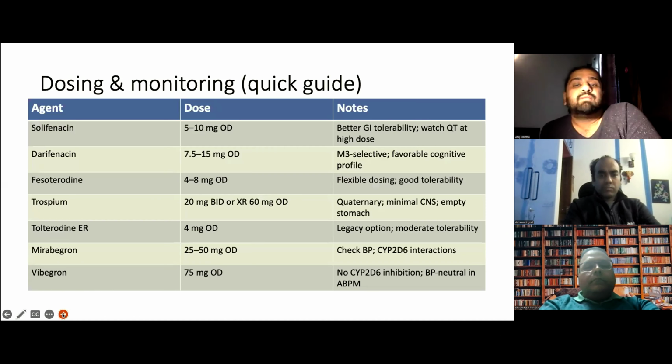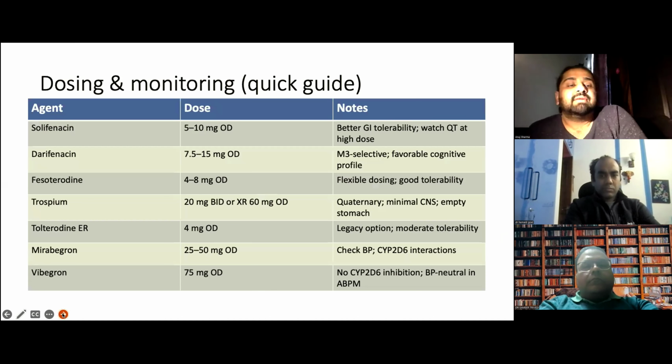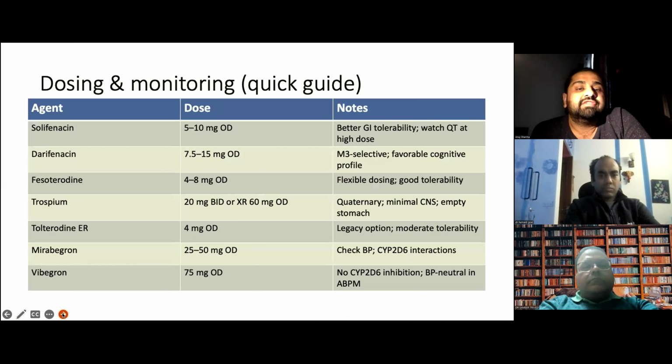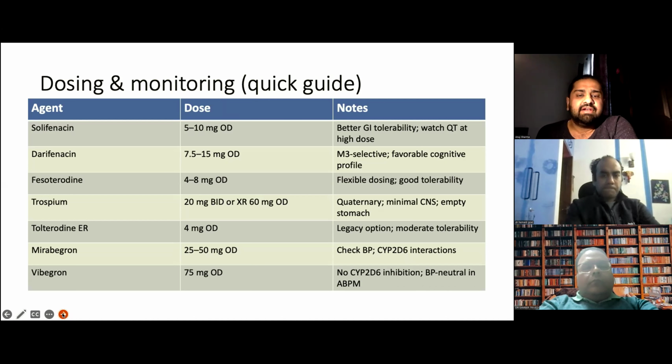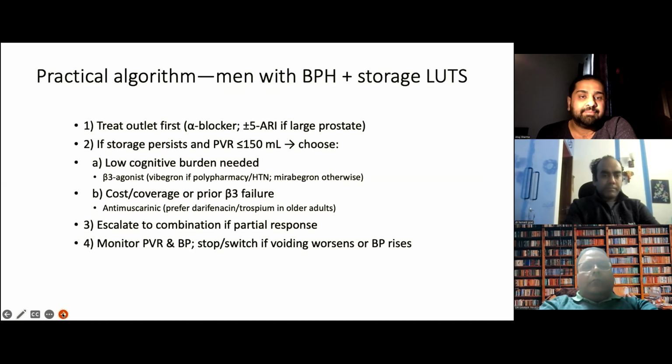So the dose and the monitoring for all these antimuscarinics and beta-3 agonists: solifenacin can be given at a dose of 5 to 10 milligrams. Darifenacin is 7.5 to 15, which is M3 selective and favorable in patients having cognitive dysfunction. Fesoterodine is again an analog, and 4 to 8 milligrams is the dose. Trospium comes in 20 milligram BD or a 60 milligram OD extended release. Tolterodine is 4 milligrams. Mirabegron, as we all know, is 25 and 50, while vibegron can be given as a single dose of 75 milligram OD.